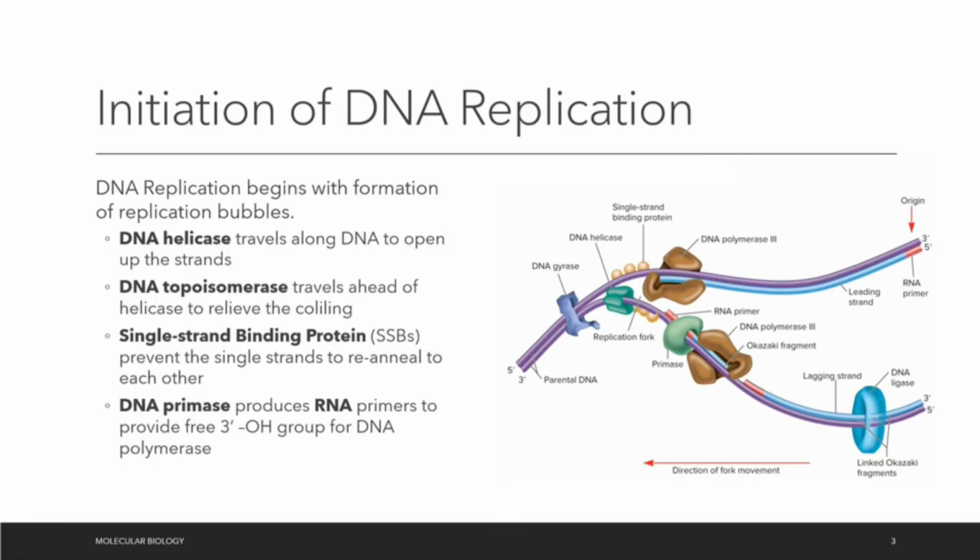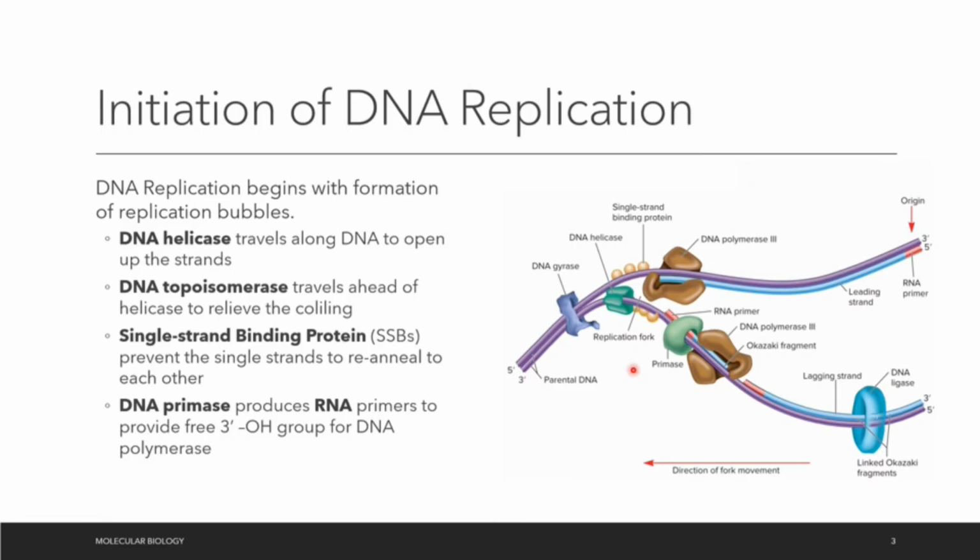These are the four proteins which are responsible for the formation of the replication bubble as well as the maintenance of replication bubbles. The first protein is the DNA helicase. The purpose of the DNA helicase is basically opening up the two DNA strands. You can see from this picture, the yellow dot here is the DNA helicase. It travels along the DNA molecule to the left, and while traveling to the left, it opens up the double strands.